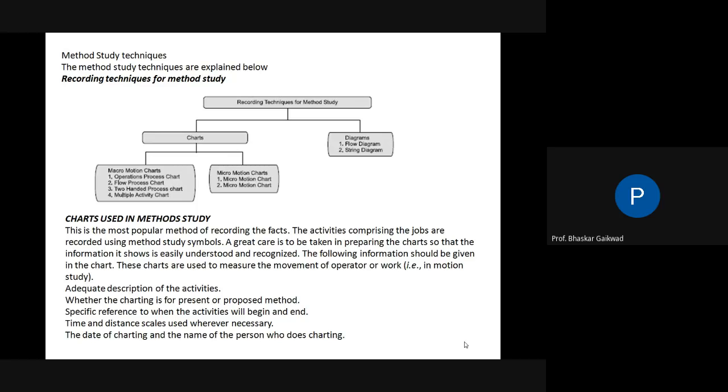So what are flow charts? What are string diagrams? That we're going to study with some examples after completing a certain part of this chapter. Now here charts are there. All the charts have been divided into two types: the macro motion chart and micro motion chart. Macro means a little bit bigger motion, and micro means small process, which is captured by video, film, or camera. This is the micro motion chart.